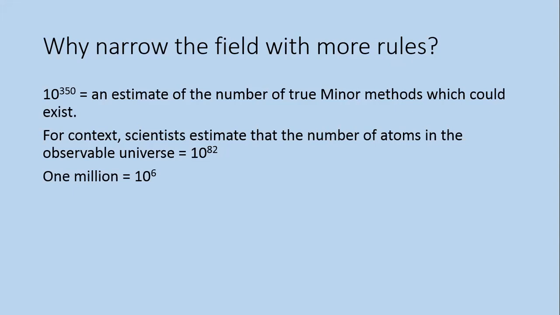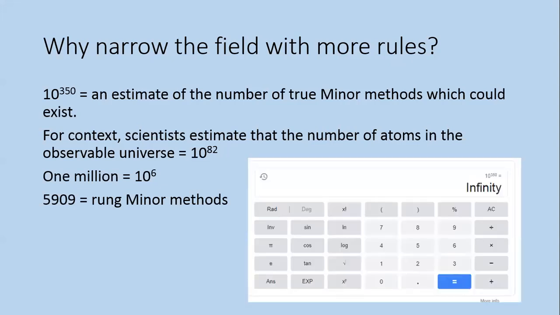A million is 10 to the power of 6. So far, there have been 5,909 rung minor methods as of yesterday on Composition Library. So we've only just scratched the surface of the possible methods that can be rung. If you put 10 to the power of 350 into a scientific calculator, it gives up and just says that's infinity. So this is a vast area of possibility in terms of methods that can be rung.